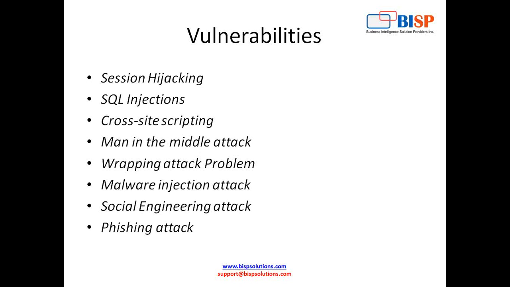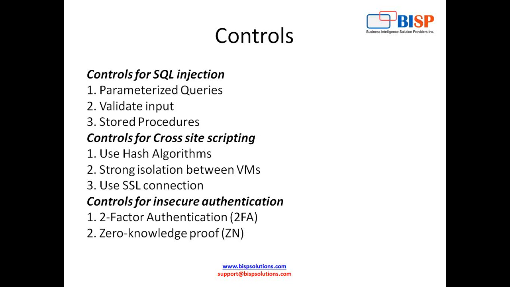The last one, the controls for insecure authentication, is we can use two-factor authentication or the zero knowledge proof. The zero knowledge proof is nothing but asking for certain information from the user that only he knows. For example, whenever we lose a password, we are given a set of questions to be answered that only we as a user know. So that's a zero knowledge proof authentication control.